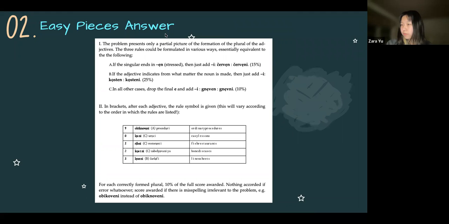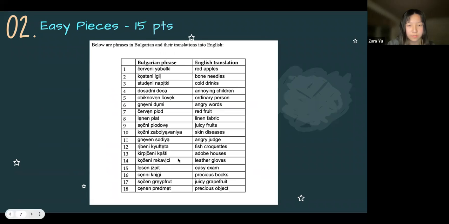So I'm gonna go over the 3 rules for the plurality of the adjectives. The first one is if the singular ends in en, then you just add I. So in the back, this is the example here. You have an en at the end, so you just add I.